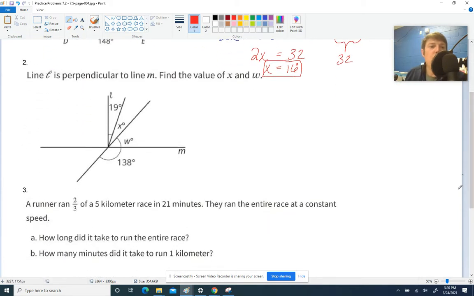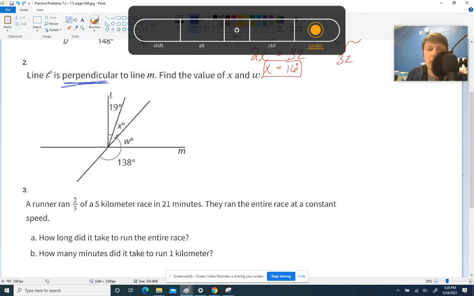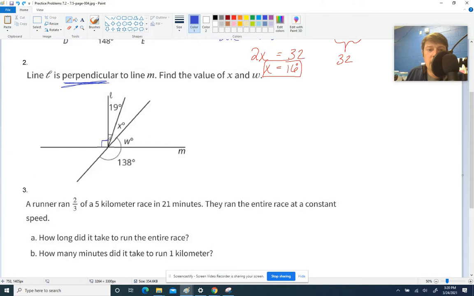Number 2, line L is perpendicular to line M. That is code for, guess what? L and M form right angles. So we know that this is right, and we also know that everything over here on the right side is a right angle, although I'm not going to draw it in there because it might confuse us a little bit whenever I start working this out.